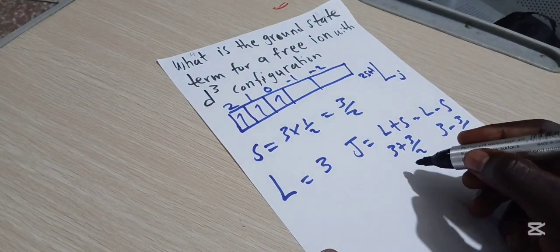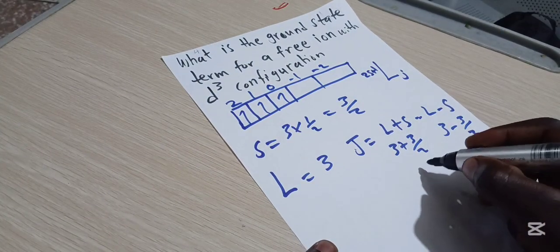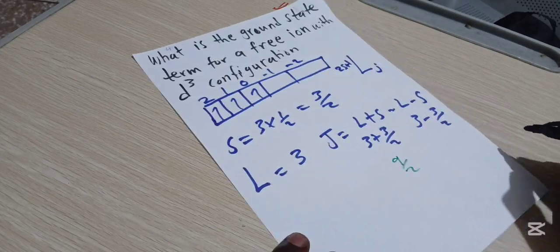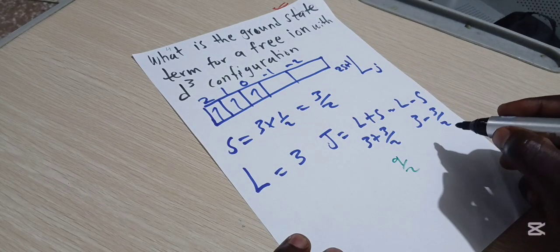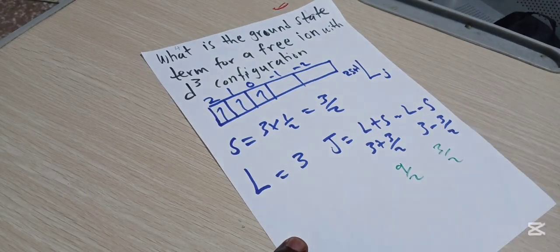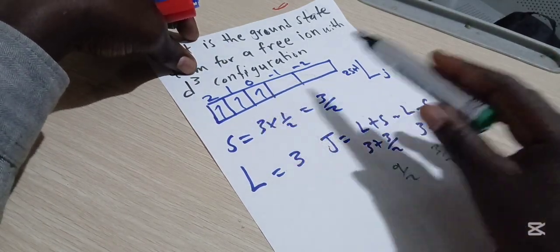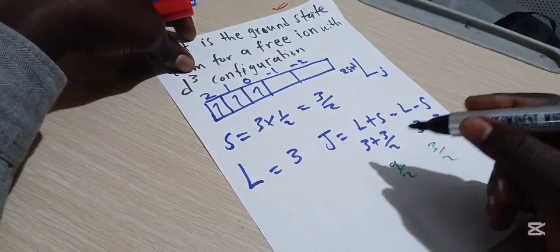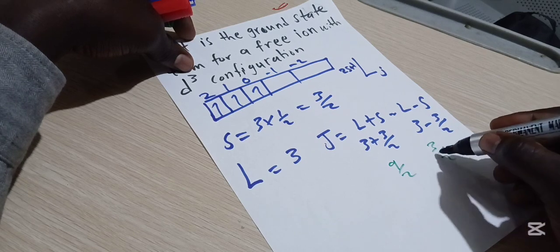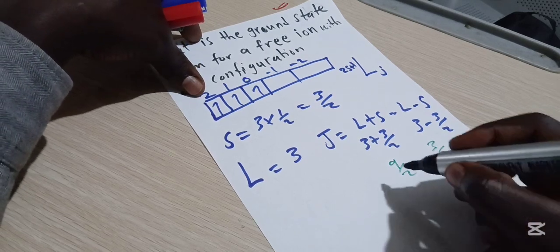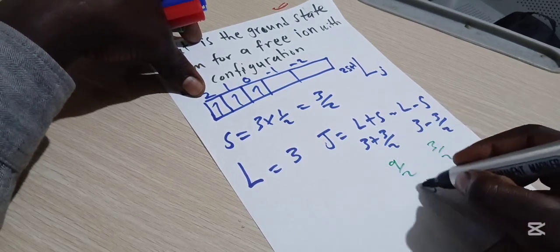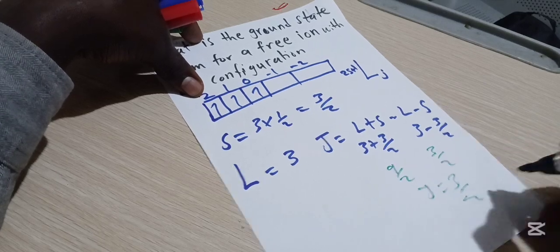So 3 plus 3 on 2 is going to give us 9 on 2. And 3 minus 3 on 2 is going to give us 3 on 2. So we just look at the orbital like how we did it. Our orbital is less than half full, so we are going to take the least value for J. And the least value for J here is definitely 3 on 2. So our J equals 3 on 2.